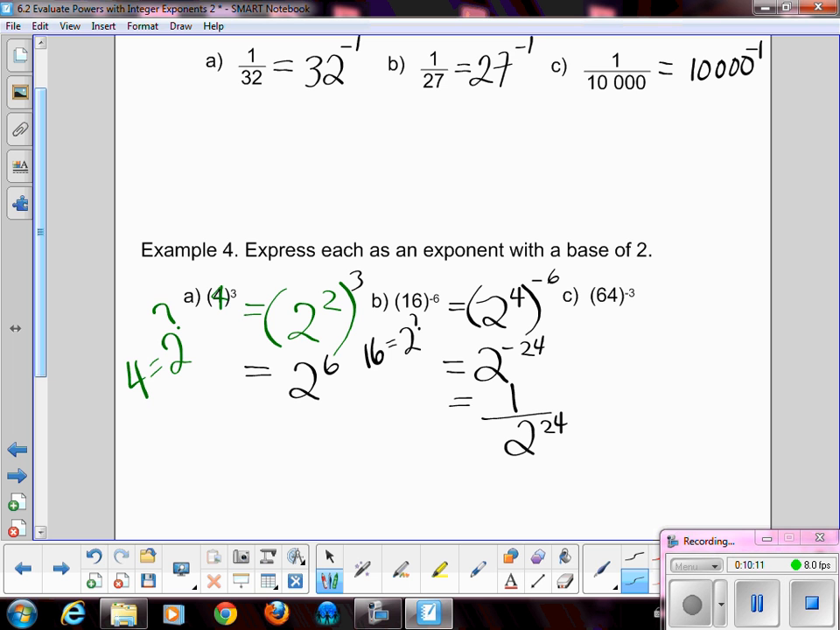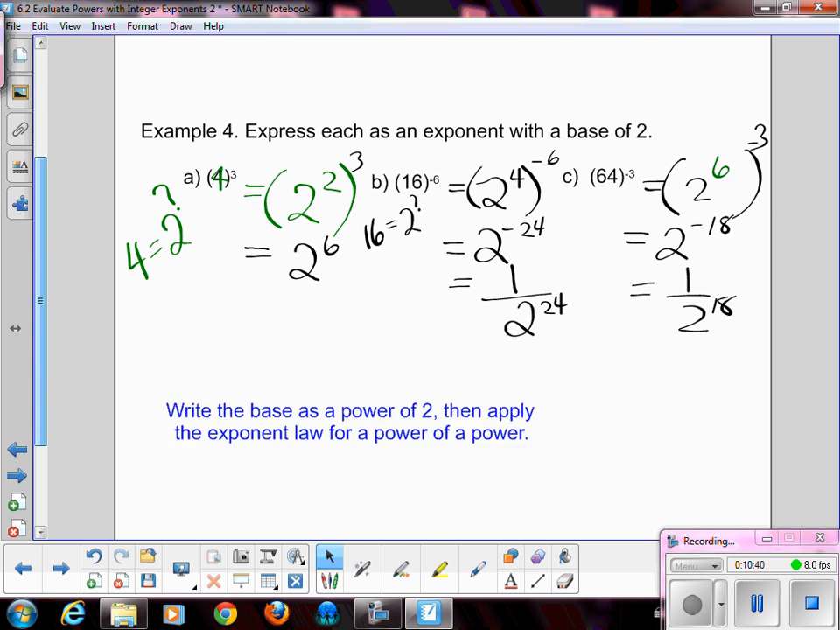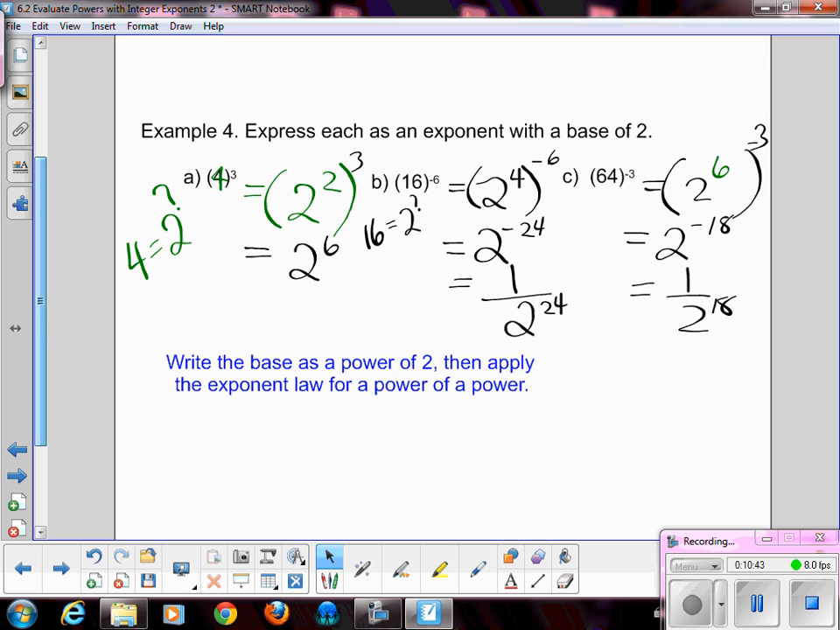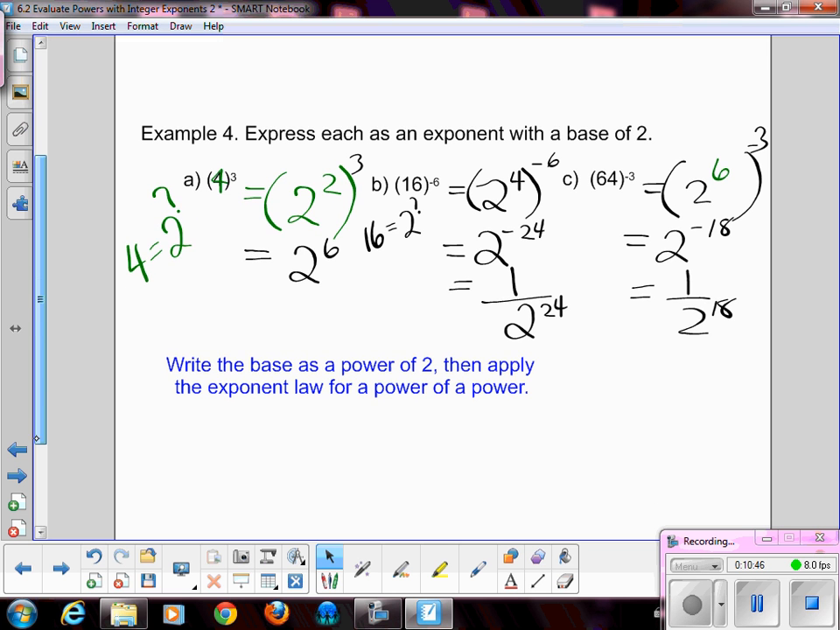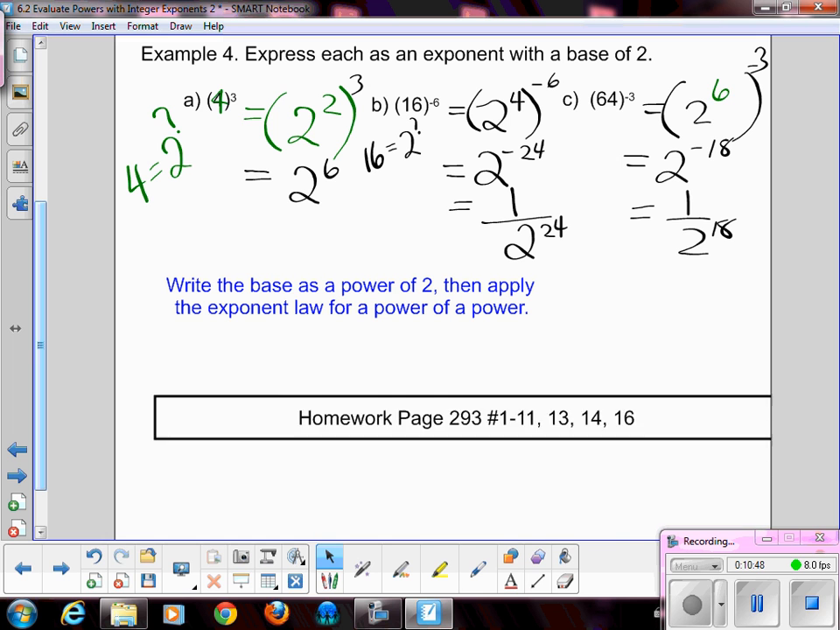The final question here is 64. 64 to the power of what equals 2? Hopefully you realize that's going to be 6. Now power to a power I multiply, so that's 6 times -3, which is -18. And finally reciprocate 2, so it's 1/2 to the 18th. Notice what I did: I wrote the base as a power of 2, then I applied the power to a power law. Okay, so some questions for you to do in the textbook.